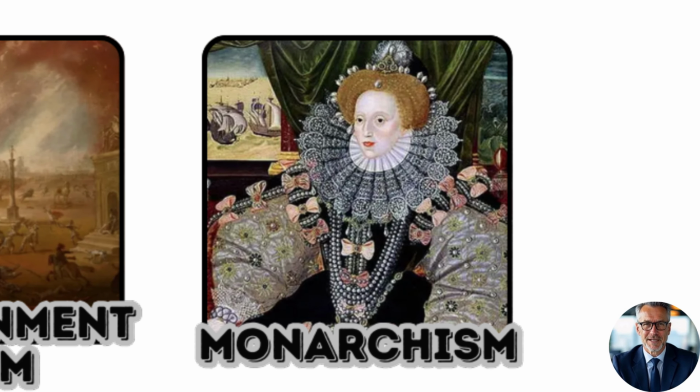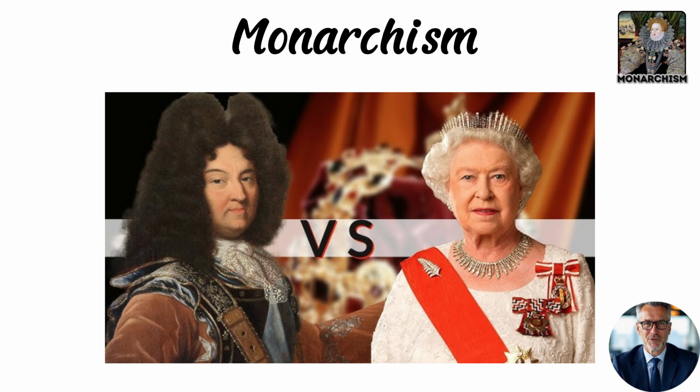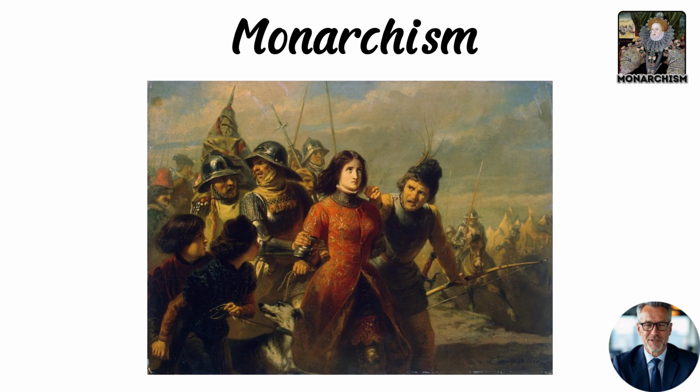Monarchism, the rule of kings and queens. Monarchies have ruled civilizations for centuries, from ancient Egypt to the British Empire. While absolute monarchies once held unchecked power, modern constitutional monarchies, e.g., the UK, Japan, play symbolic roles. Some argue monarchy provides stability and national identity, while others see it as an outdated, undemocratic institution.